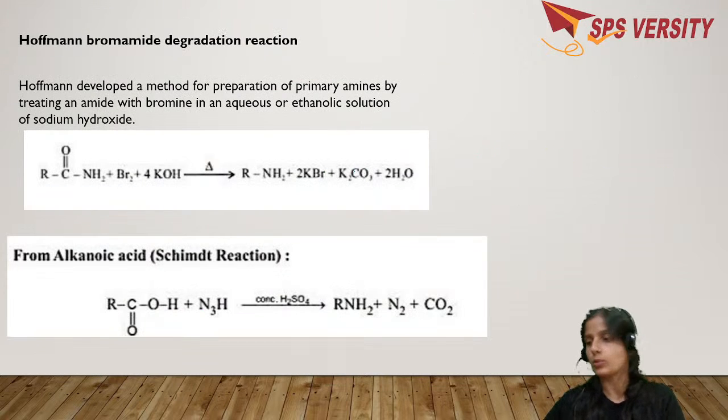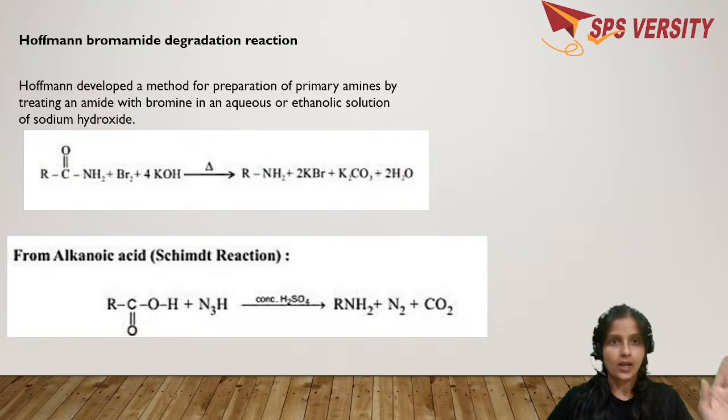Then we have the Hoffmann bromamide degradation reaction for the preparation of amines. It is called Hoffmann bromamide degradation because by this method, if you start with 2 carbon atoms in the original compound, that's a reactant, that's an amide.